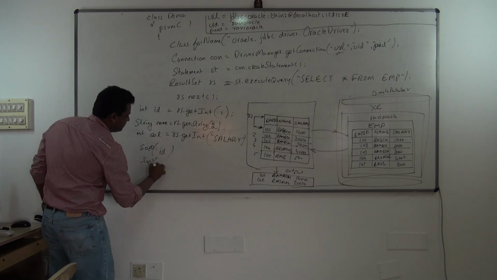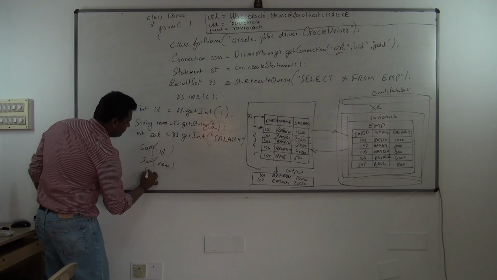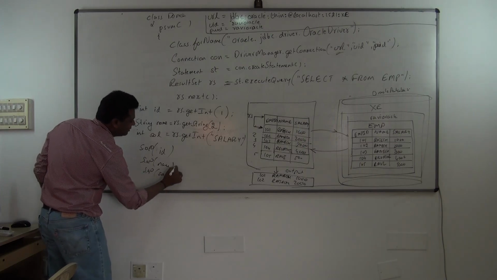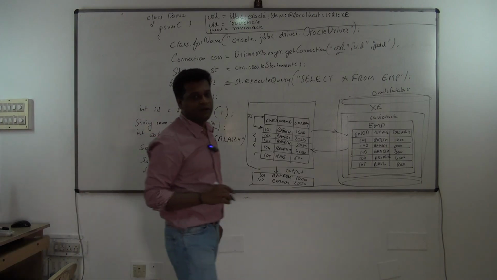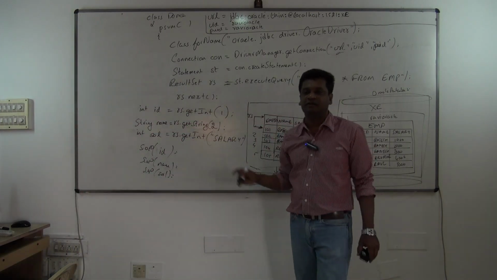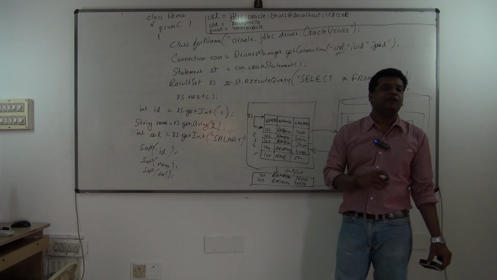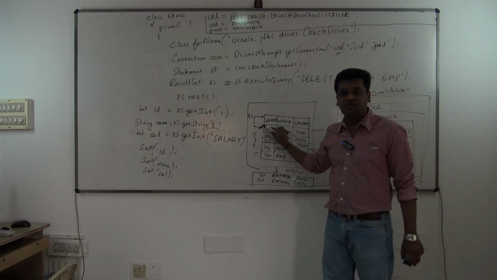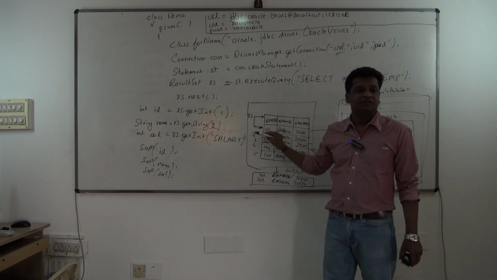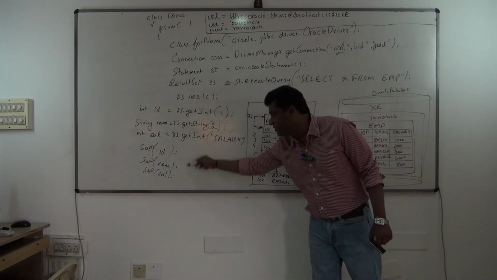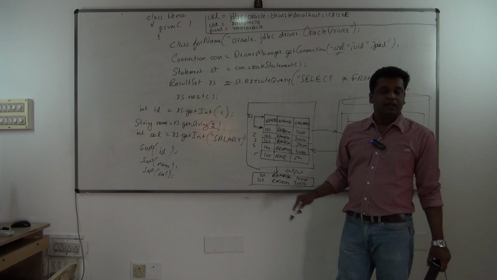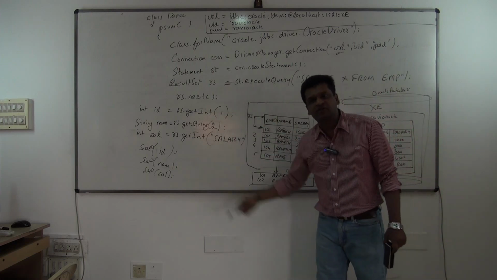Then SOP name, SOP salary. You can print all the records. But this will print only for what? The first row. Now next I have to print the second row values. So again I have to tell what? We are in the first row. We have to push the cursor to the second row. Understood? So again I have to say rs.next and write all this code. Then again I have to say rs.next and write all this code.